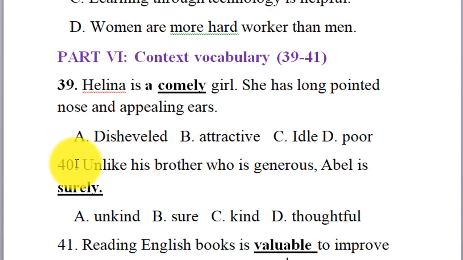Fine. Question number 40. Unlike his brother who is generous, Abba is surely. I know what your prediction is about the word surely. You may know what sure is. So surely means it is no. So there is a word which gives a clue here: unlike his brother who is generous. So there is a comparison and contrast.